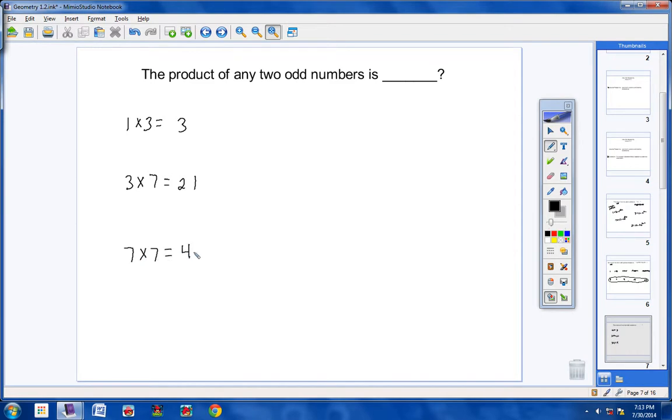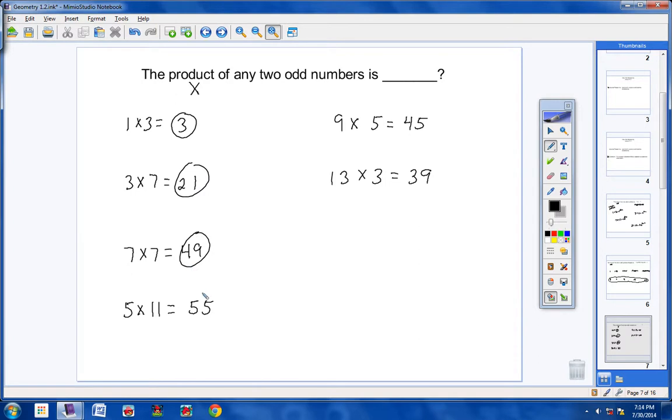Those are both odd numbers. 49. By the way, students, I'm just picking these numbers at random here. As long as they're both odd numbers, it doesn't matter. 5 times 11. Those are 2 odd numbers. I get 55. Let's try 9 times 5. That would be 45. Let's try 13 times 3. That would be 39. Both of those numbers are odd. So product means to multiply, and I've multiplied odd numbers, and I got out a 3, a 21, a 49, a 55, a 45, and a 39.